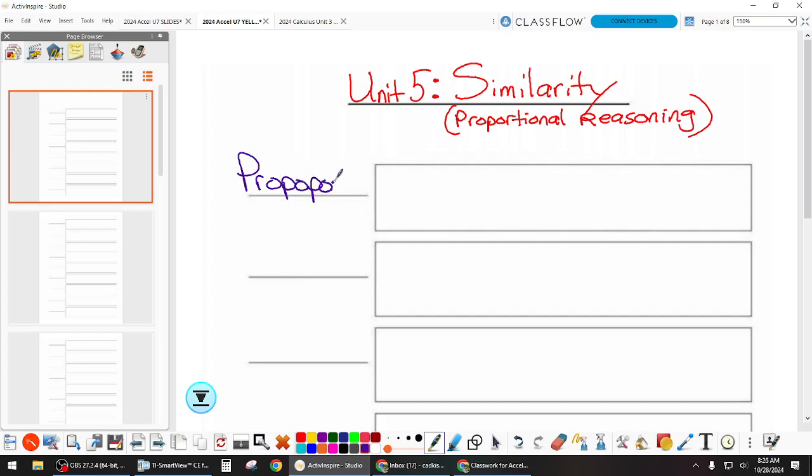Proportion. I feel like I'm spelling that wrong. Let's just call it proportion for now. And I guess in parentheses you could say proportional.